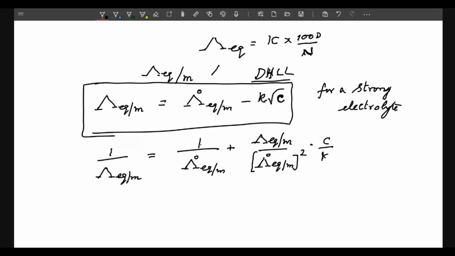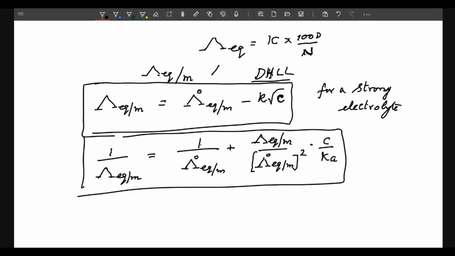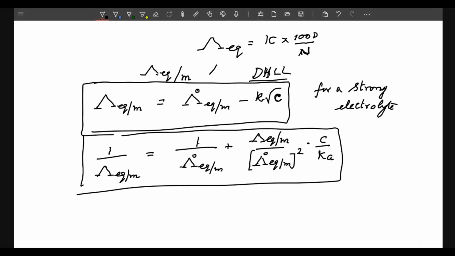The concentration C by Ka or Kb, where Ka, you know, is the acid dissociation constant. If you put it as Kb, it's the base dissociation constant. This is the relationship you can make use of for calculating the equivalent conductance or molar conductance for a weak electrolyte. And making use of this, how would you determine these experimentally?